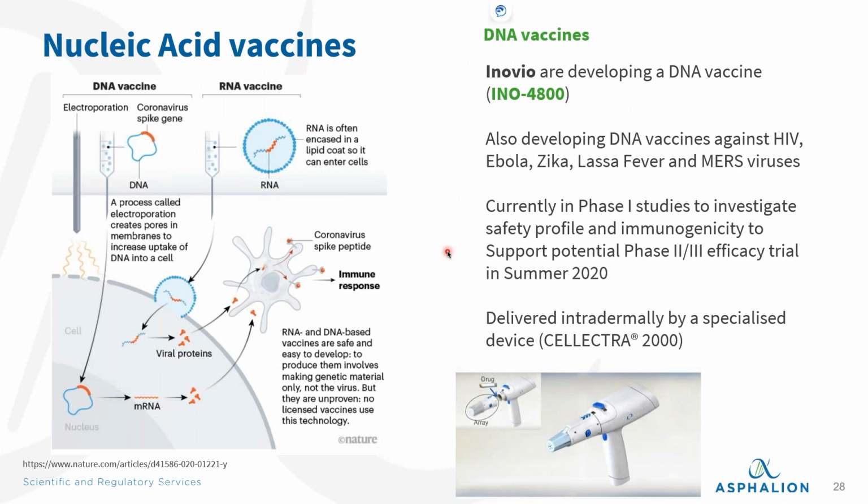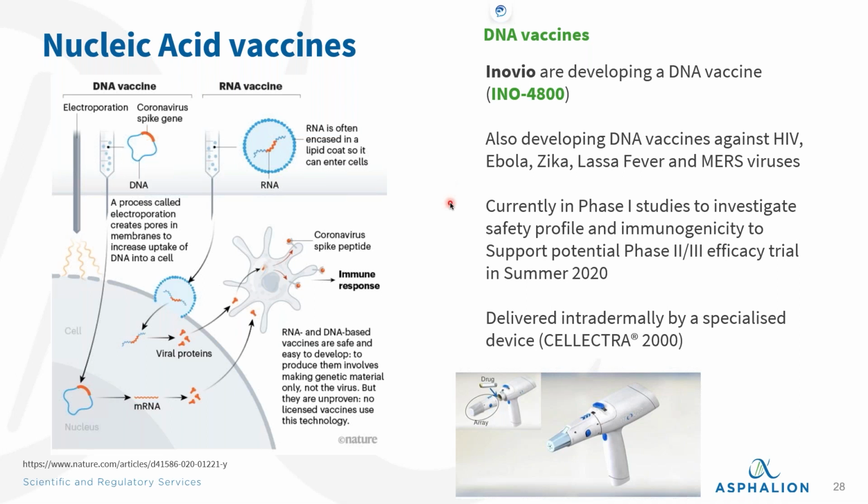And then the final type of vaccines that I mentioned are nucleic acid vaccines. These have received a lot of attention in the media recently because they're the fastest vaccines to be developed. Inovio are developing a DNA vaccine, and this is a company that also has a record of developing DNA vaccines against HIV, Ebola, Zika, Lassa fever, and MERS viruses. And they're currently in phase 1 clinical studies to investigate the safety profile and immunogenicity.